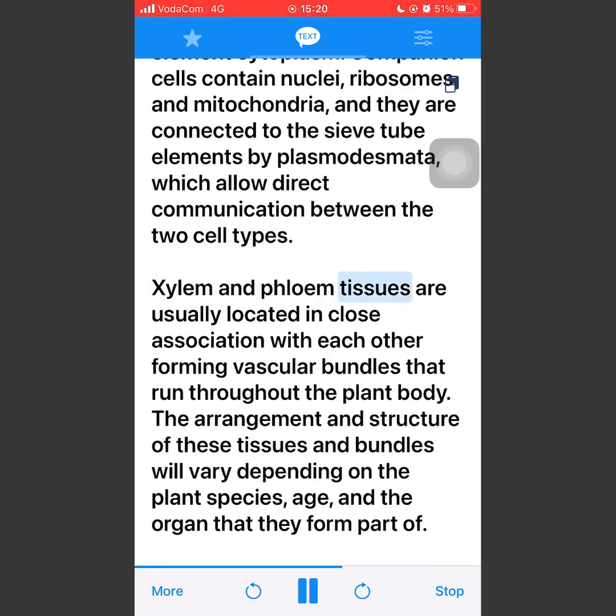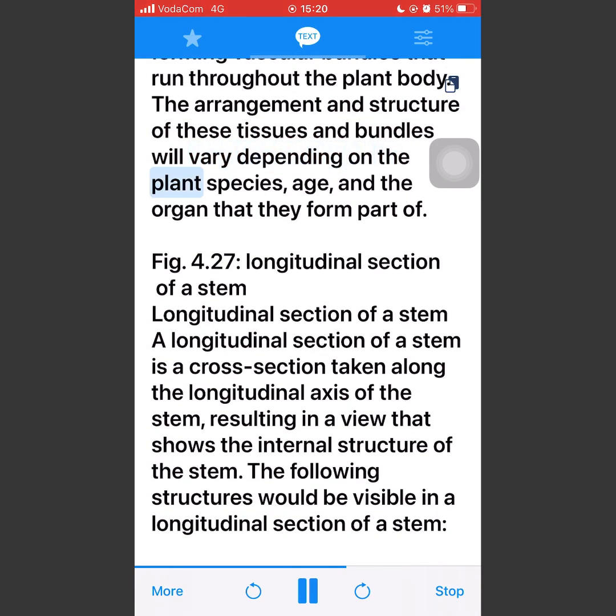Xylem and phloem tissues are usually located in close association with each other, forming vascular bundles that run throughout the plant body. The arrangement and structure of these tissues and bundles will vary depending on the plant species, age, and the organ that they form part of. Fig. 4.27, longitudinal section of a stem. Longitudinal section of a stem.